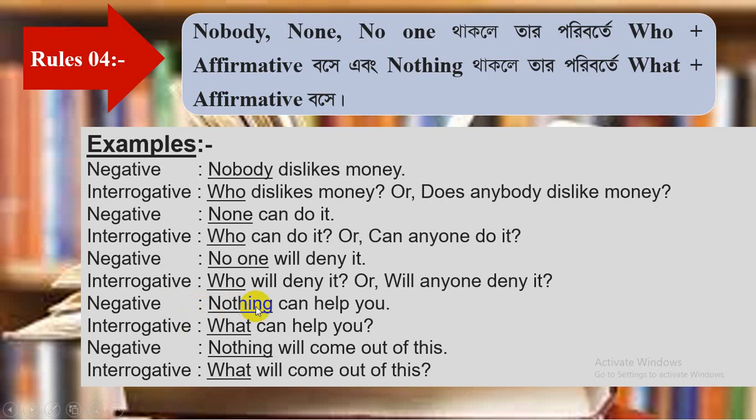If it is a negative sentence, nothing can help you. In place of nothing we have to use what. What can help you? The last example: nothing will come out of these. In place of nothing we can very easily use what. So what will come out of this? These are the examples for interrogative.